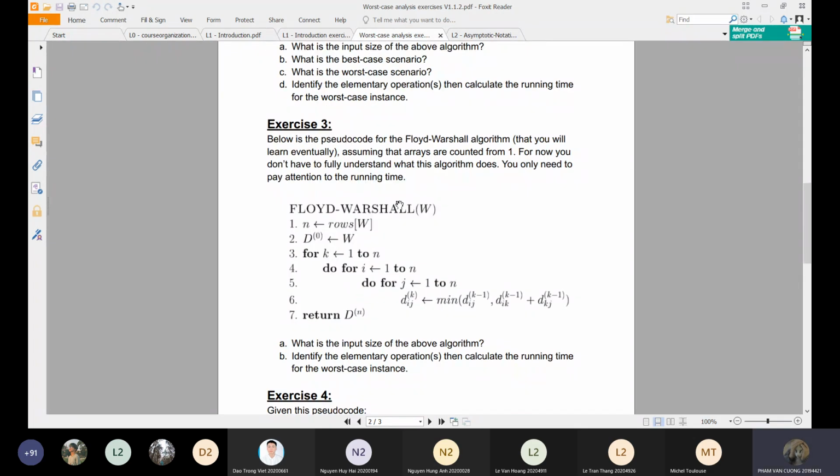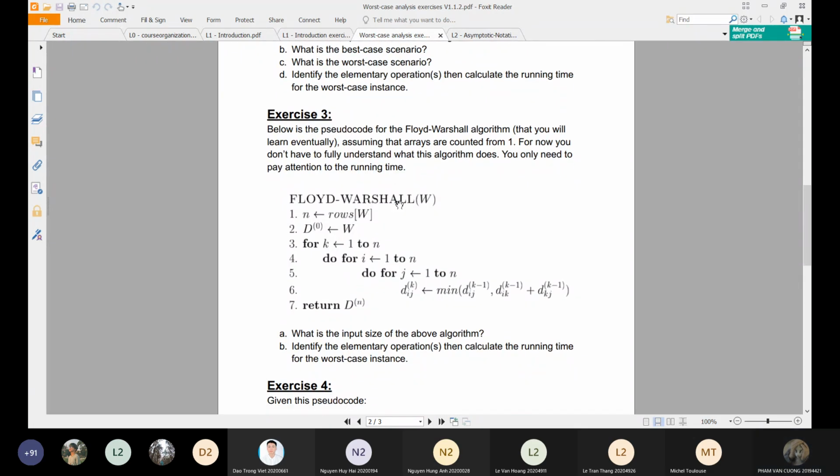Okay, so for exercise 3, have you all written this exercise? I think I will give you another 5 minutes for this. Okay.